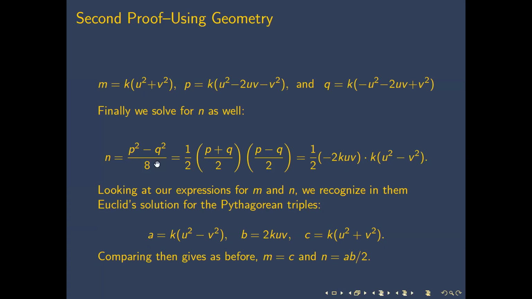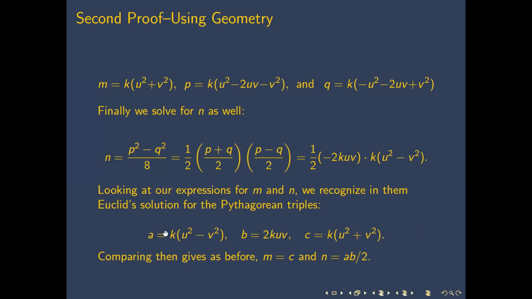So if you happen to already have these formulas in your back pocket, you can see that m has to be the hypotenuse, and n is 1/2 A times B. If you don't have this in your back pocket, then it's not clear what any of this had to do with Pythagoras at all. So what do we do? How do we connect those?